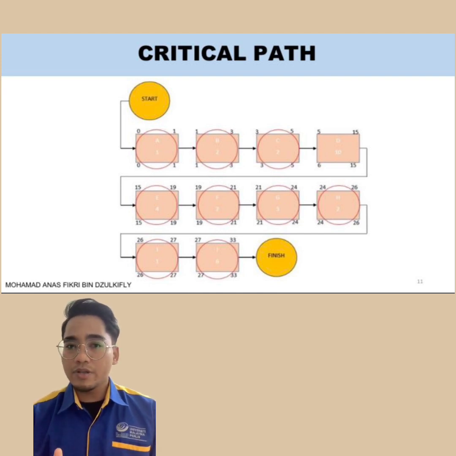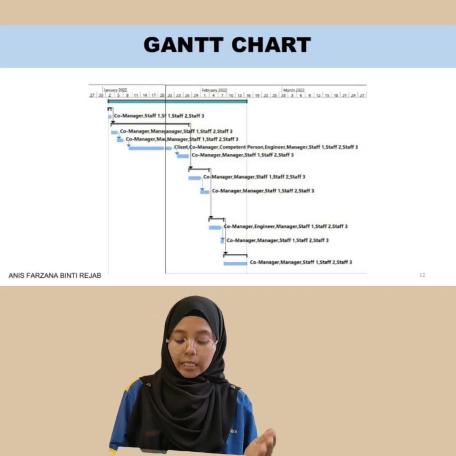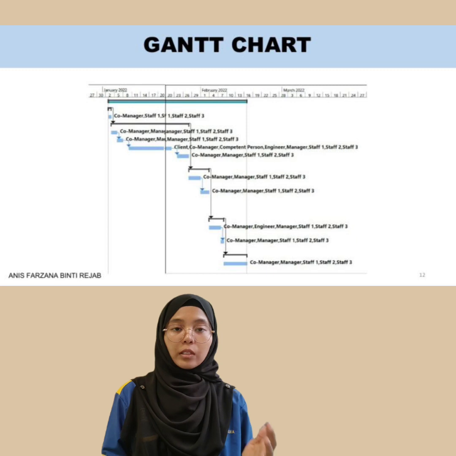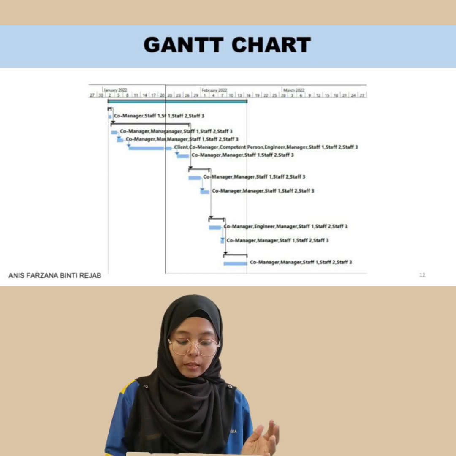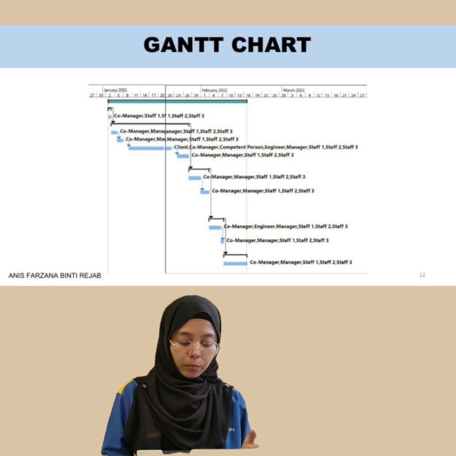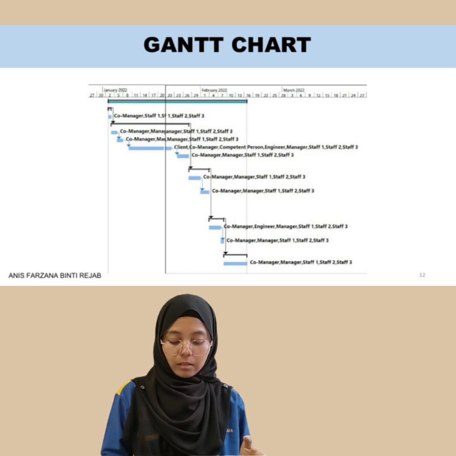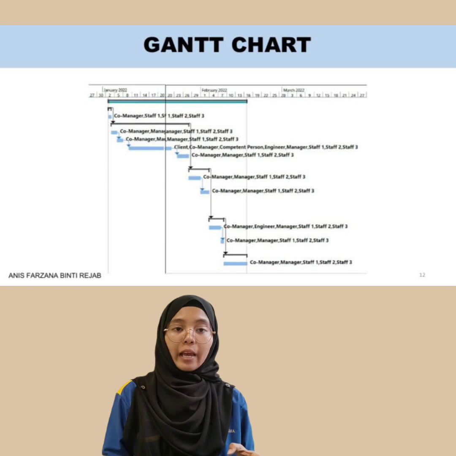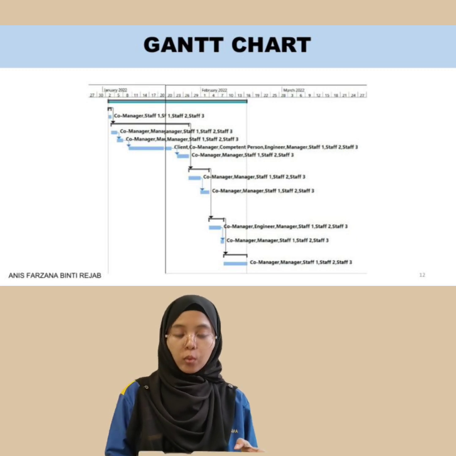It is important to note that any delays to activities on the critical path will directly impact the overall project completion date. By focusing on the critical path, the project manager can ensure that the project is completed on schedule and within the budget. Furthermore, this is the Gantt chart of the Energy Audits project, which started on 2nd of January 2023. The duration of completing this project is around 33 days, which means it will be completed on 15th of February 2023.